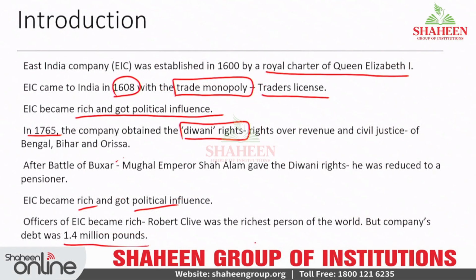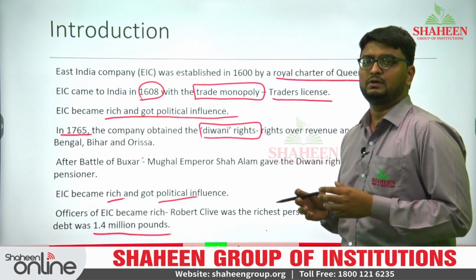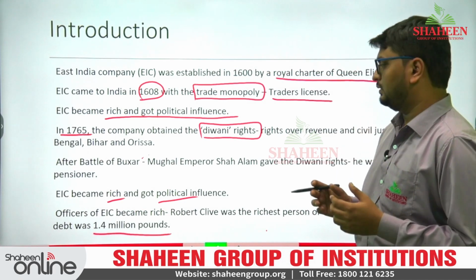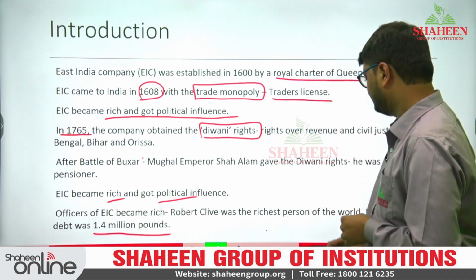Why did it happen? It was basically because of corruption. The workers and directors of the East India Company were everybody doing their own trade, and they were getting gifts from the locals, and bribes also. So the company had to bear the debt of 1.4 million pounds.